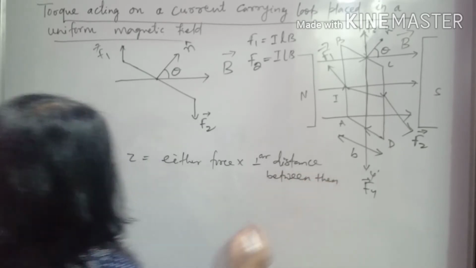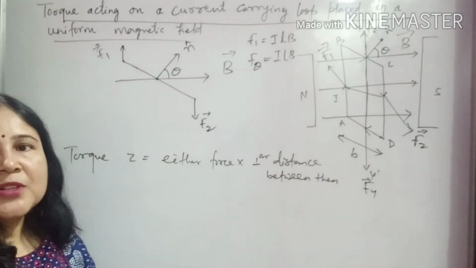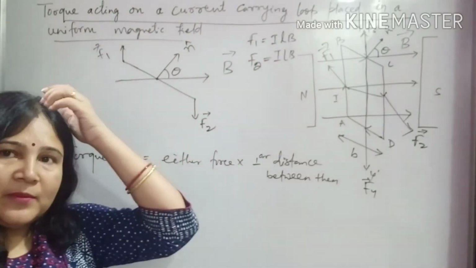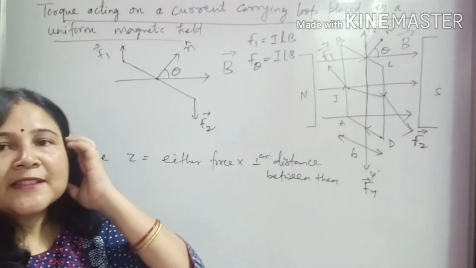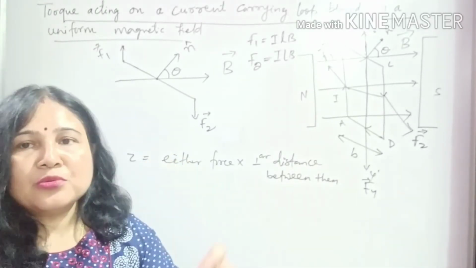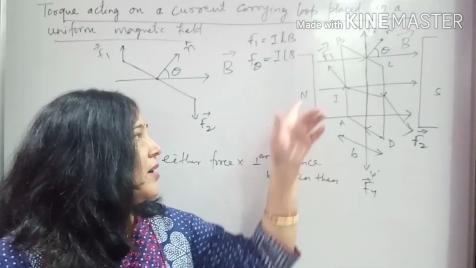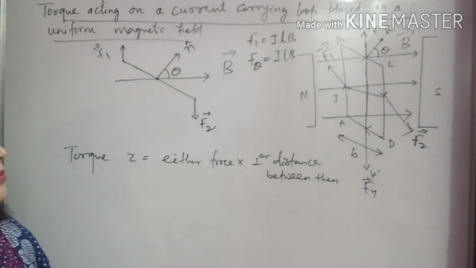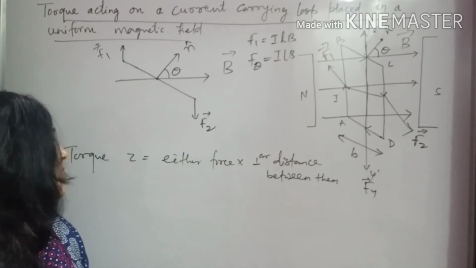So this is the formula to calculate the torque value. Both the forces have the same magnitude, ILB, but since the lines of action are different, they constitute a couple, which tries to rotate the coil. And that is what the torque is.